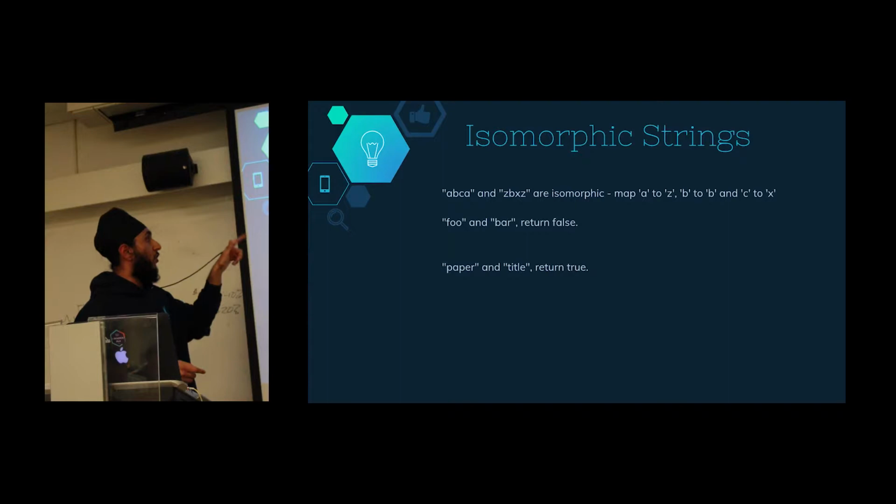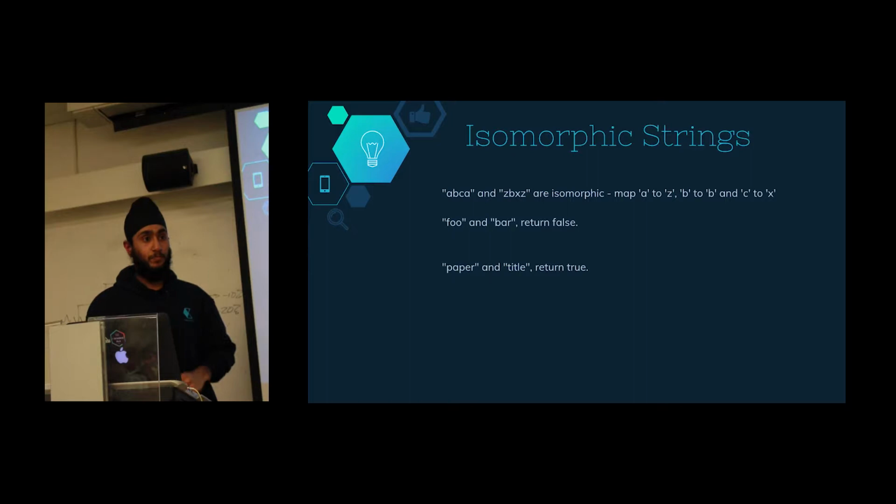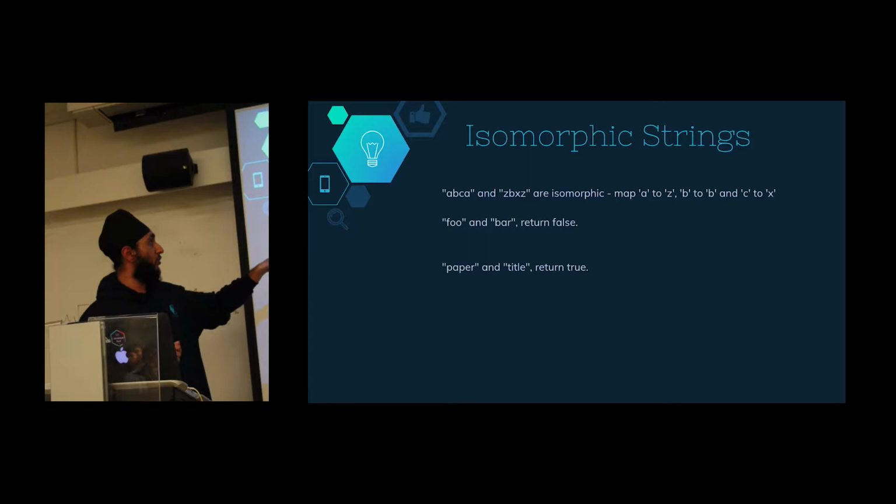So in this case, A maps to Z, B maps to B, and C maps to X, right? So here are two other examples, foo and bar. This returns false because O will map to A as well as O maps to R. So you know that that is not correct. That's not isomorphic. And then paper and title return true because P maps to T, A to I, E to L, and R to E, right?